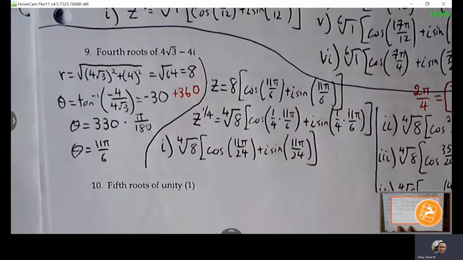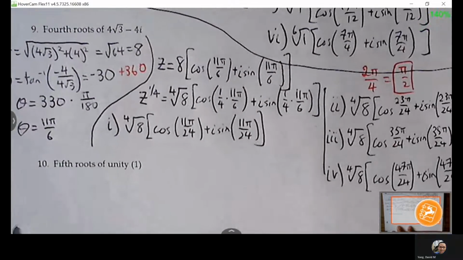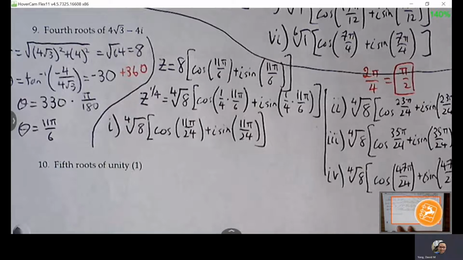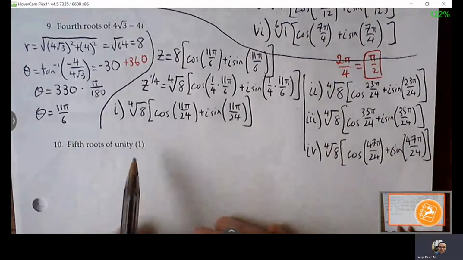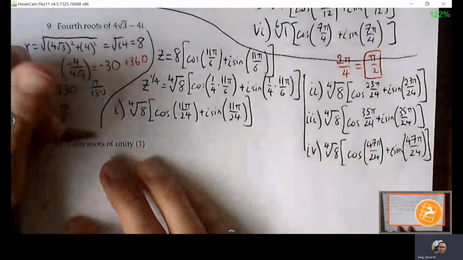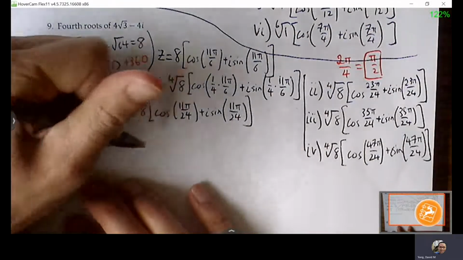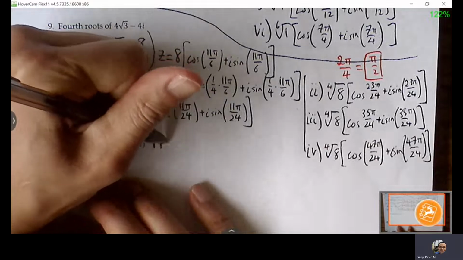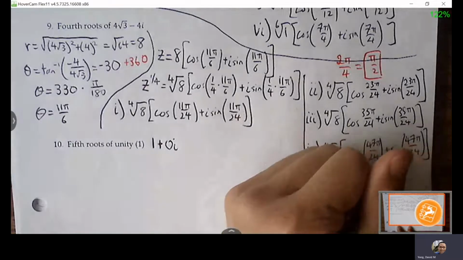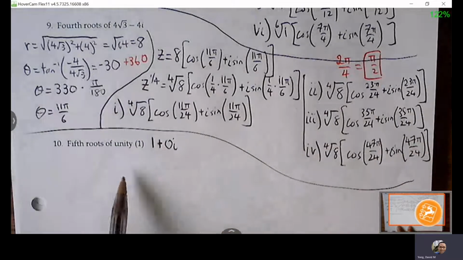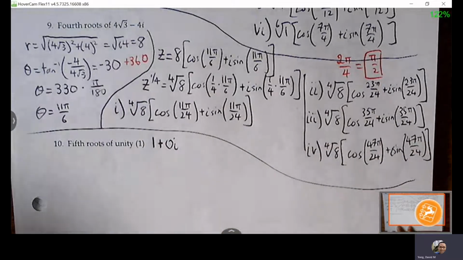All right, are we okay with number 9? All right, so again, the meaning of unity is 1. So when you see unity, just know that it's talking about the complex number 1 plus 0i. Okay, so basically we want to find the 5th roots of 1 plus 0i.